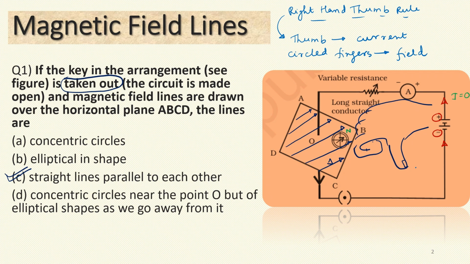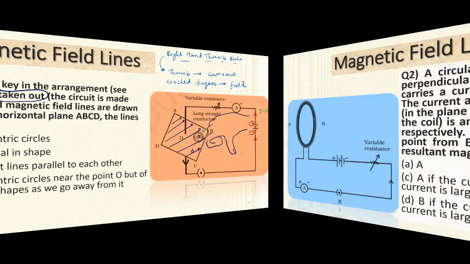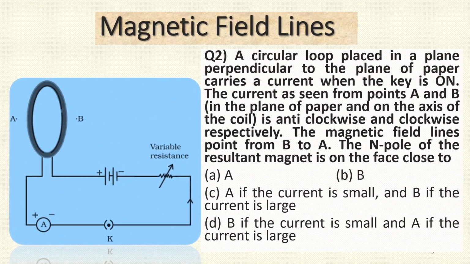The next question is, so what do we have here? The circular loop is placed in the plane perpendicular to the paper. So this loop is being placed perpendicular to the paper. You have to imagine a plane over here, so 3D imagination is required. Imagine a paper over here, and the loop is kept on the paper. Some part of the loop will be out of the paper and some part is going to be inside the paper, which will not be visible to us.